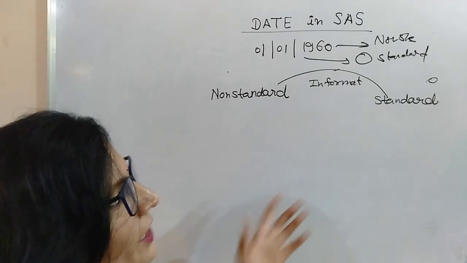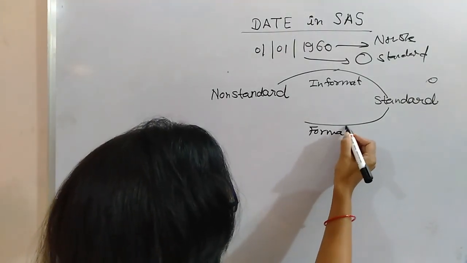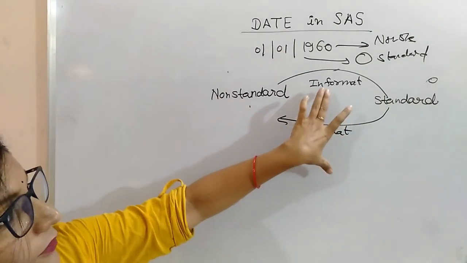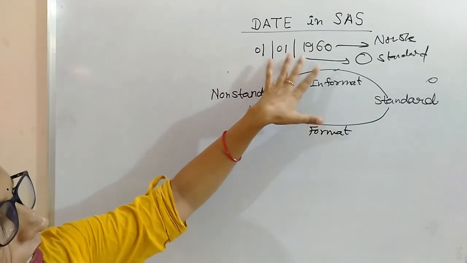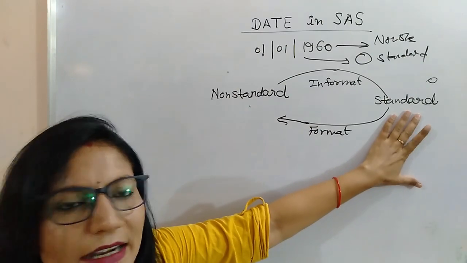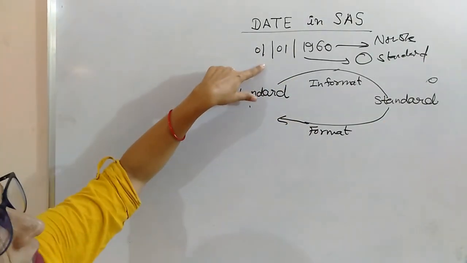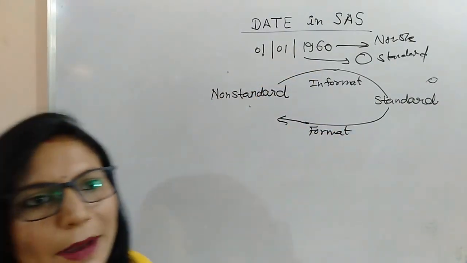So we will be using format again to convert standard as non-standard. In informat, 01011960, which is 1st January 1960, is read as 0, and once it has been converted to 0, we need something where we can again make it 1st January 1960. So I'll be talking about this part with some examples using SAS.